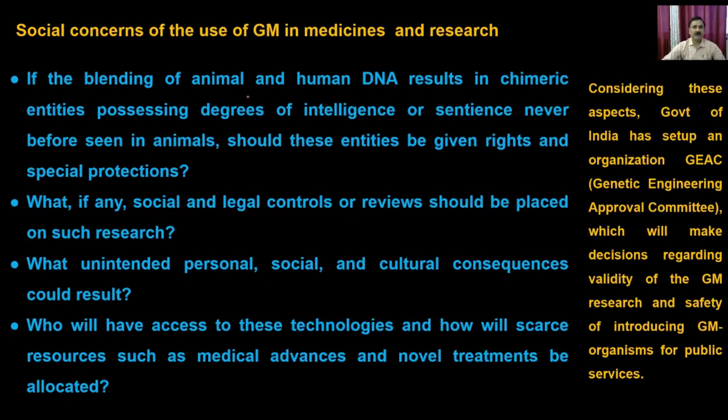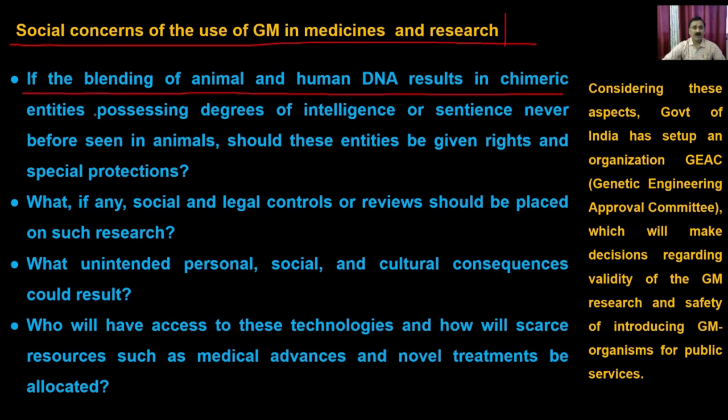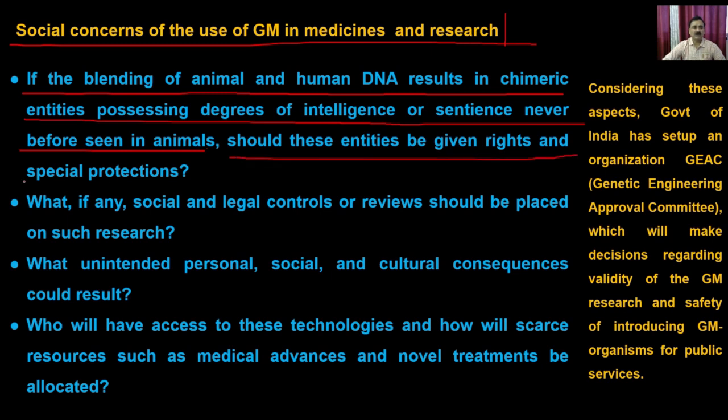For example, there are social concerns related to GMOs in medicine as well as research. For example, if the blending of animal and human DNA results in chimeric entities possessing a degree of intelligence or sentiments never seen before in animals, should these entities be given rights and special protection? Which means if you are trying to mix animal as well as human DNA and develop a chimeric species with some sense of intelligence as well as sentiments, then will these be given some rights and special protections?